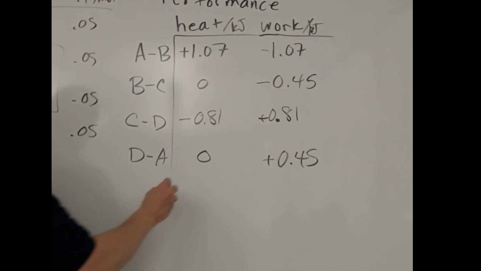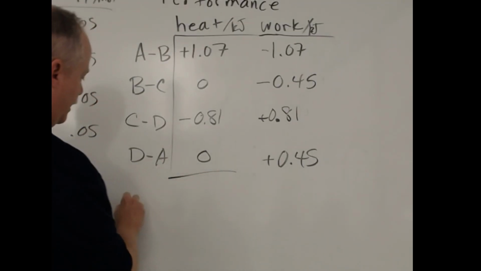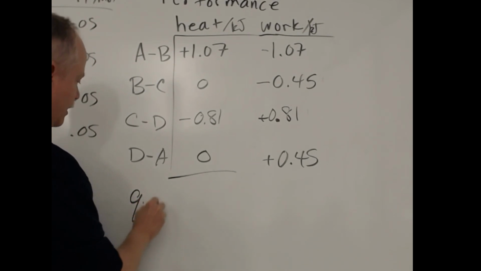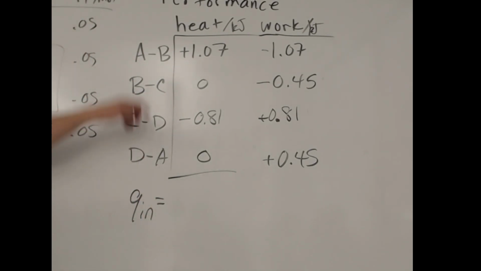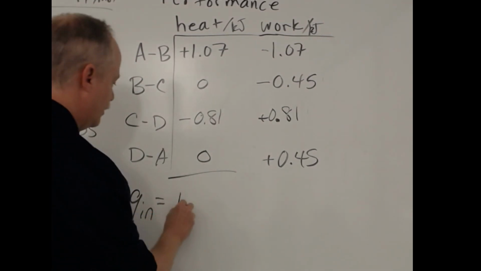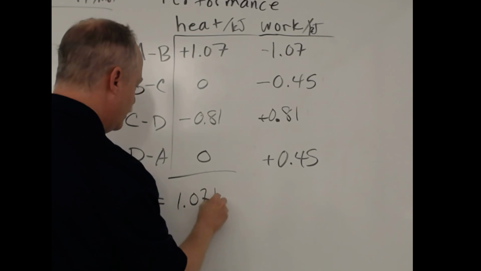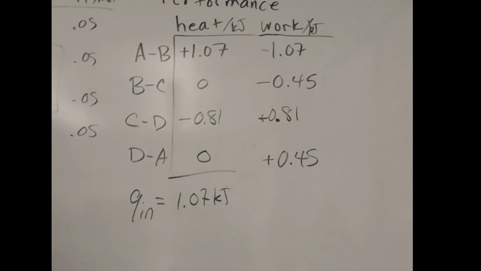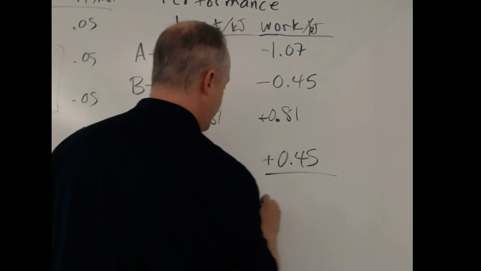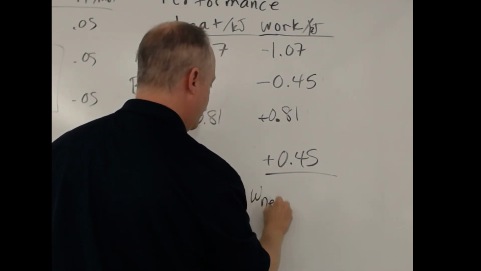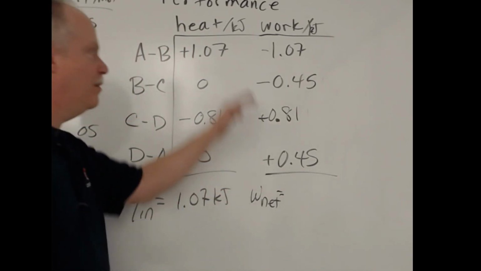And so we can calculate the heat in, Q in, and it's just the positive numbers in that column added together. So it's just one positive number, 1.07 kilojoules. Okay, and then we want to calculate work net. So it's the sum of all of these.